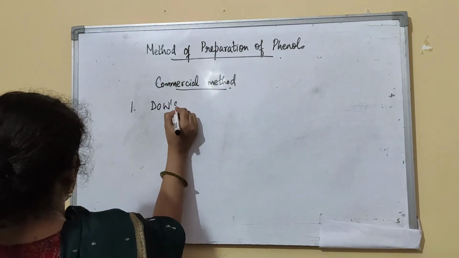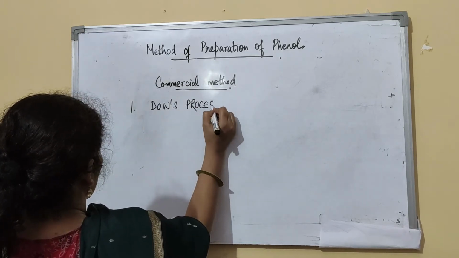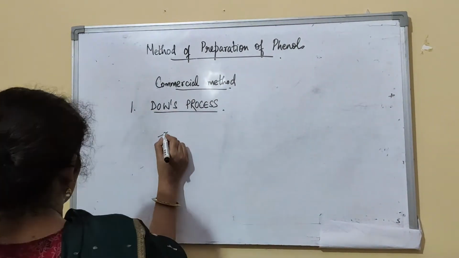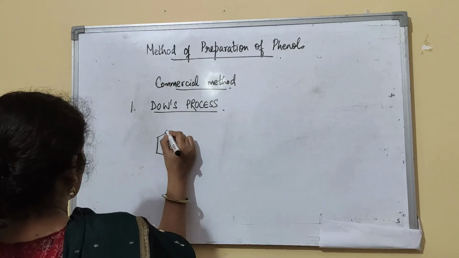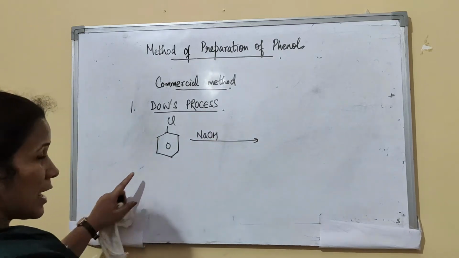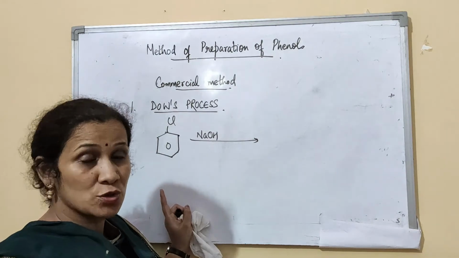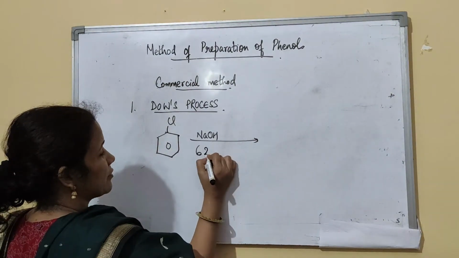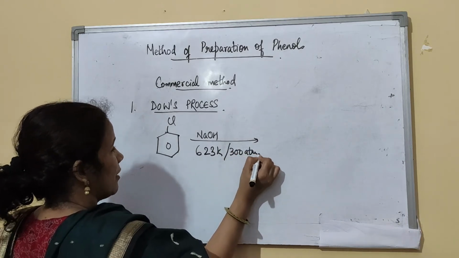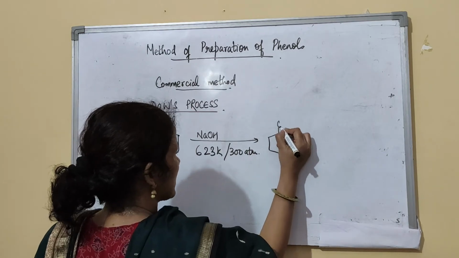So this reaction is used for the preparation of phenol. How we make it? We take chlorobenzene when treated with NaOH, and because it doesn't do substitution very easily, it will react under very drastic conditions, we do the reaction at 623 Kelvin and 300 atmospheric pressure. First convert it to sodium phenoxide.